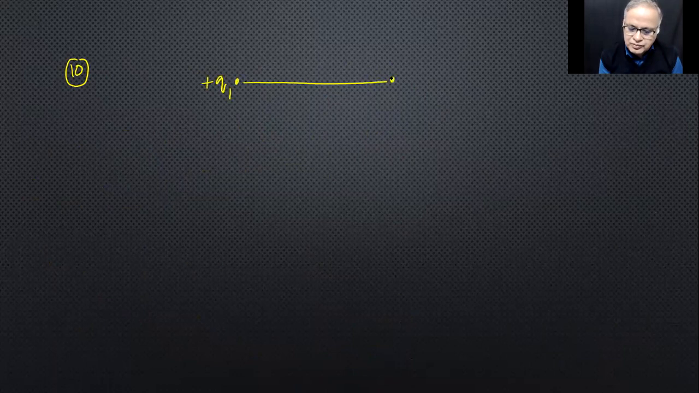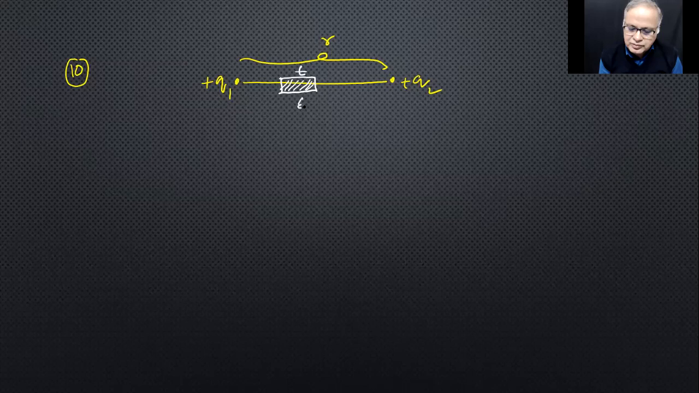Tenth. Actually, I forgot one type of question in Coulomb's law that I'll go over. There are two charges, Q1 and Q2, at distance r from each other. Now, a dielectric is placed like this, not fully occupying the space. A dielectric, that is an insulating medium of thickness T and relative permittivity epsilon r, is placed like that. Find the force between the charges.